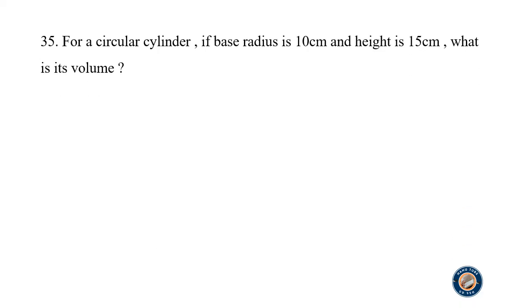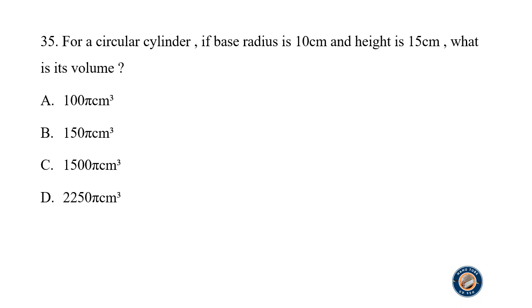Question number 35. For a circular cylinder, if base radius is 10 cm and height is 15 cm, what is its volume? A. 100 pi cubic centimeter. B. 150 pi cubic centimeter. C. 1500 cubic centimeter. D. 2250 cubic centimeter.